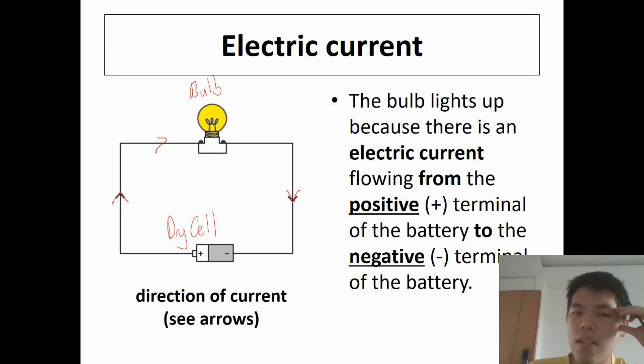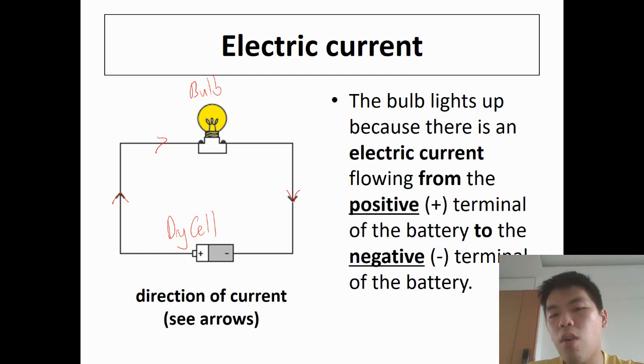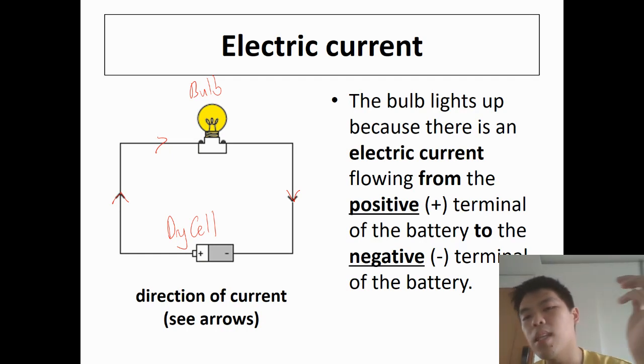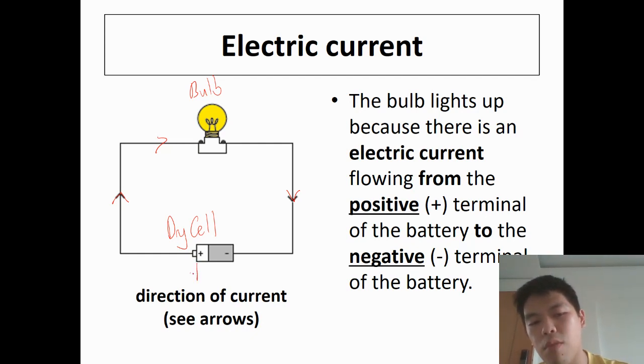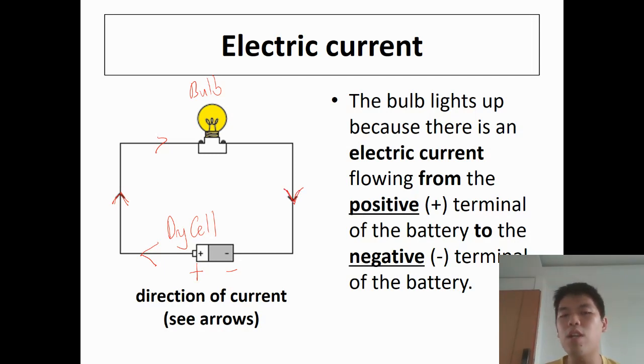So let's start off. The bulb lights up because there is an electric current, and electric current always flows from the positive terminal of the battery to the negative terminal of the battery. So in this case, what we have here, our battery positive is here, negative is here. Okay, it always flows from the positive around towards the negative. So your electric current always flows from the positive into the negative.